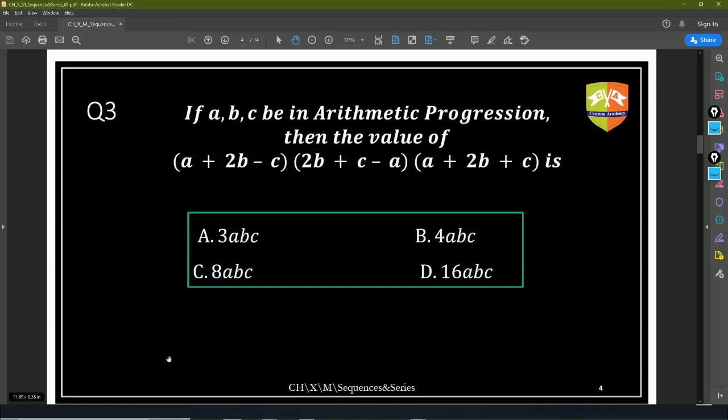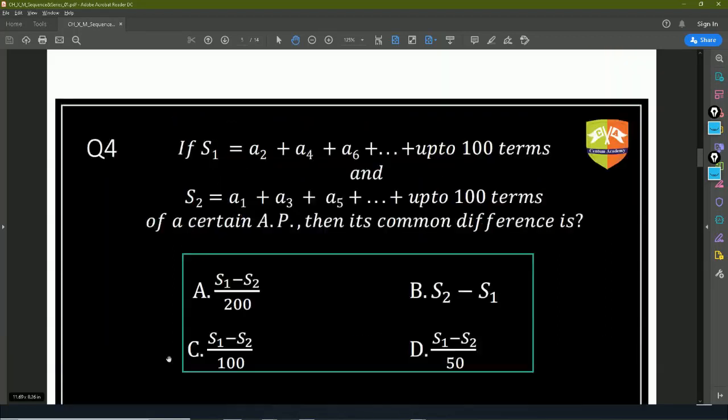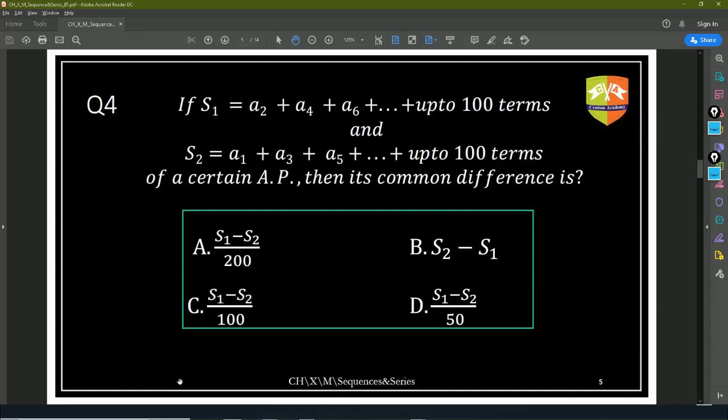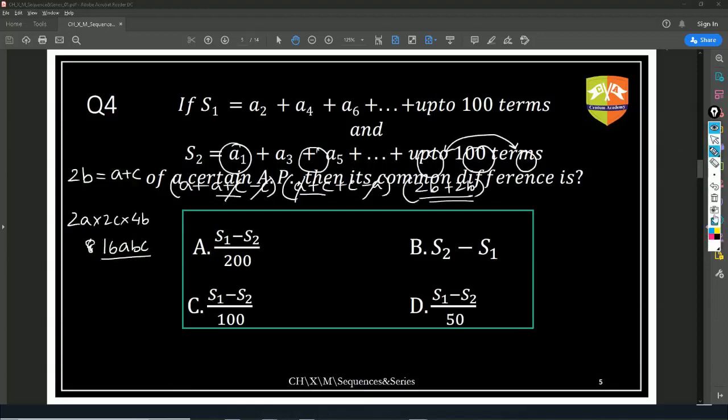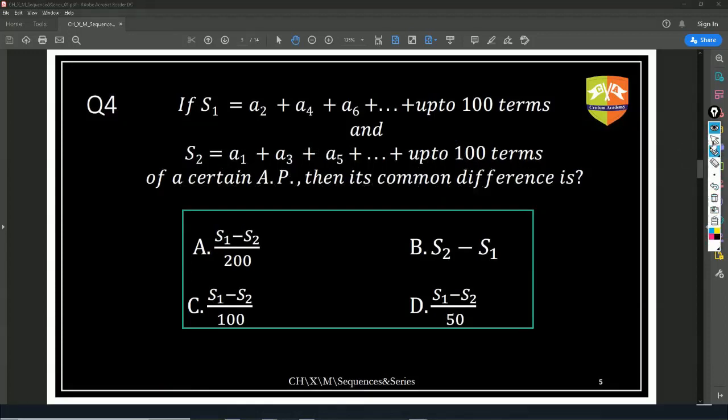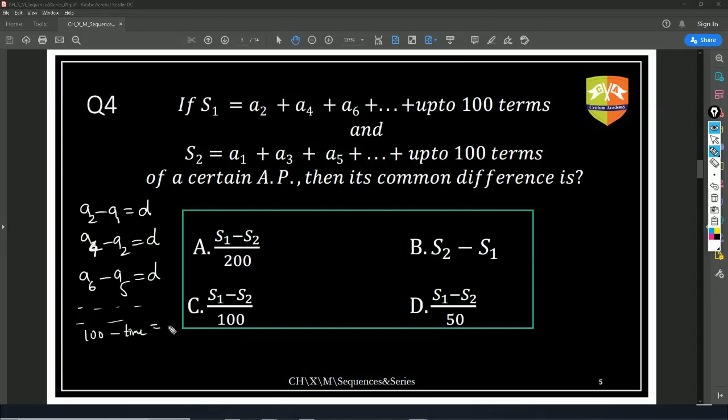So, how to solve this one? Very, very simple question again. What is to be found out? Common difference, right? What is common difference? Let me delete this one. If you see A2 minus A1 is equal to D, and A4 minus A3, this is also D. A6 minus A5, this is also D, right? Like that, keep going 100 times. Again, you will get D.